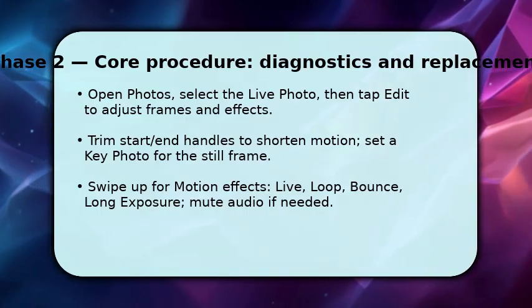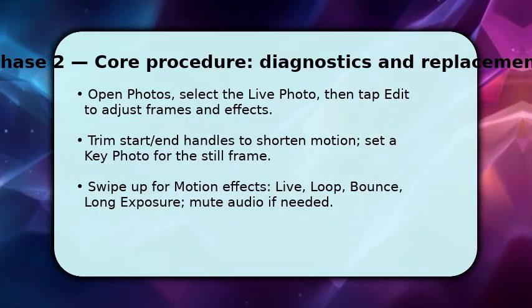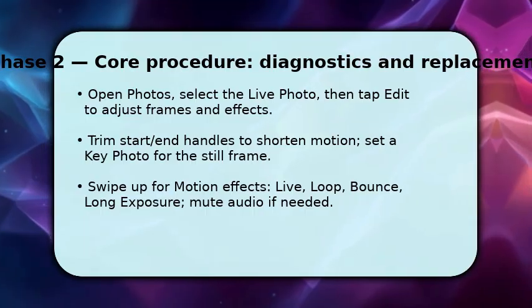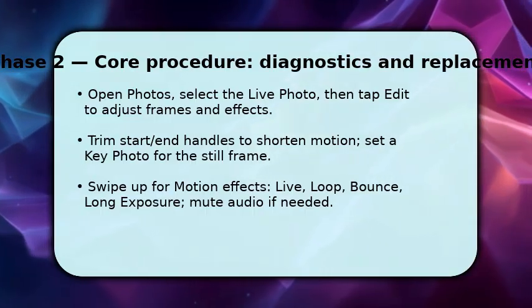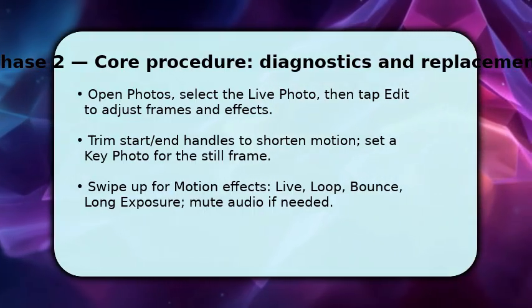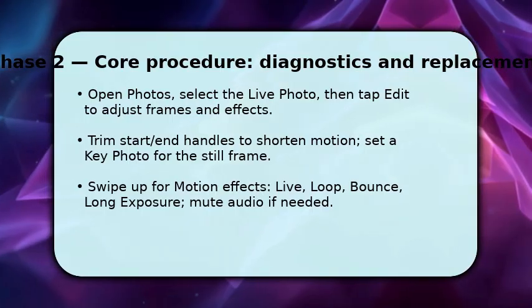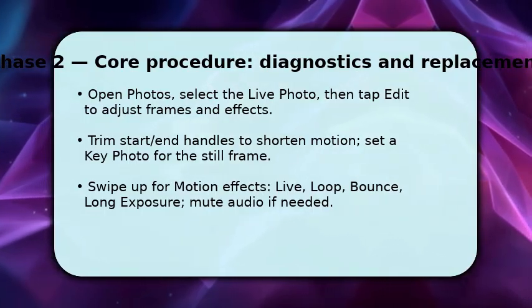Open the live photo and tap Edit. Use the frame strip to drag start and end handles so the action begins and ends where you want. Make sure to tap a clear frame and choose Use as Key Photo so the still looks right in previews. Once that's set, swipe up for motion options.